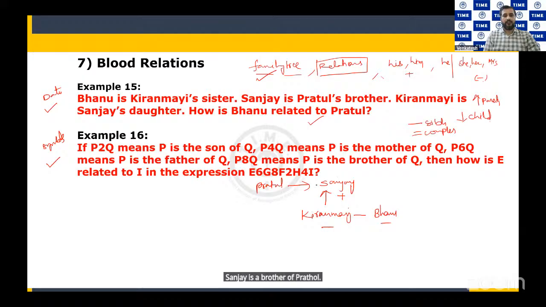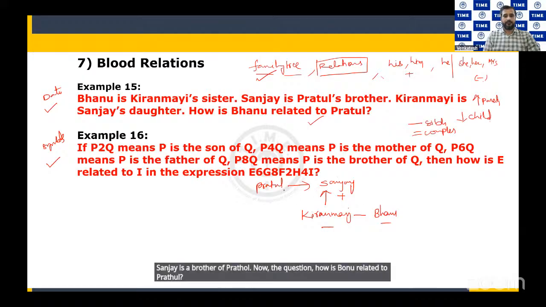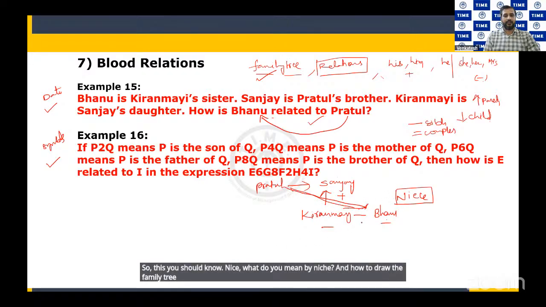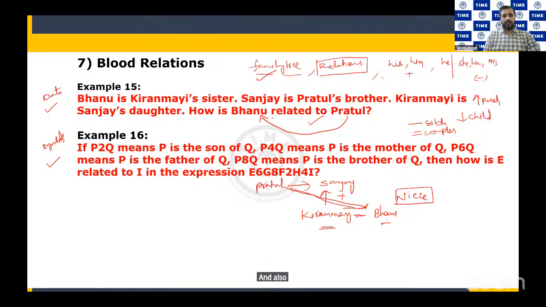Now the question: how is Banu related to Pratul? Pratul's brother's daughter. A brother's daughter is a niece. So this you should know: what do you mean by niece, and how to draw the family tree generation-wise. And also you should be able to decide the genders. Okay. So this is how we draw the family tree.